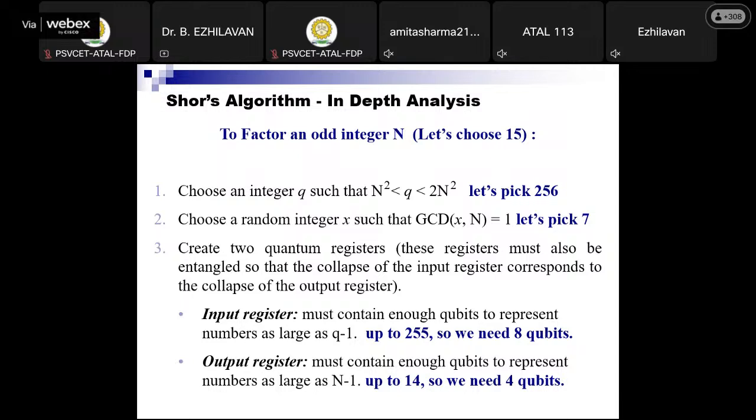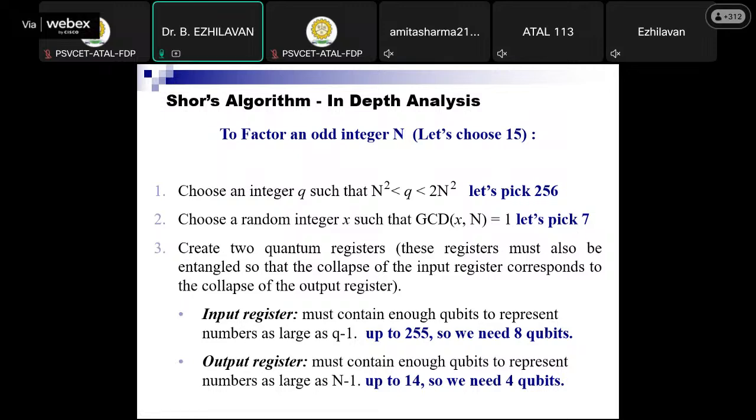To factor an odd integer n, let's choose 15. Okay. Choose an integer q such that n squared is less than q less than 2 n squared. For this q, let's use 256. Then pick a random integer x such that GCD of x comma n is 1. We will pick 7.